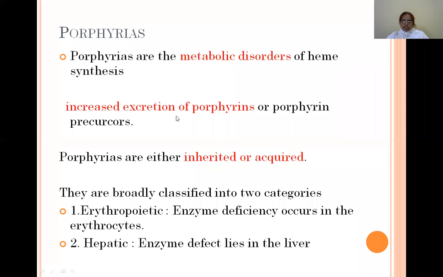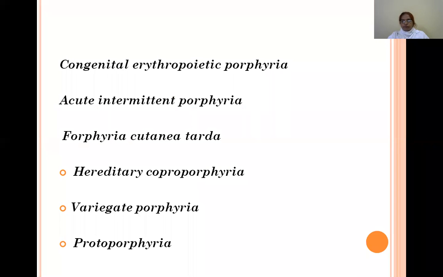In this condition, there is increased excretion of porphyrins or porphyrin precursors. This may be either inherited or acquired. These are classified into erythropoietic porphyrias and hepatic porphyrias. In erythropoietic porphyrias, enzyme deficiency occurs in the erythrocytes. In hepatic porphyrias, the enzyme defect is in the liver.